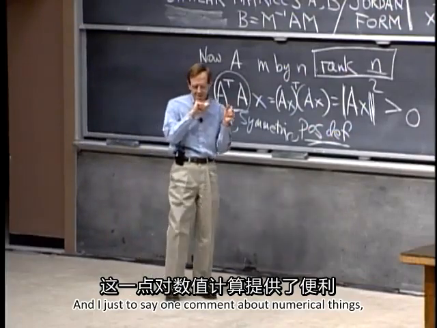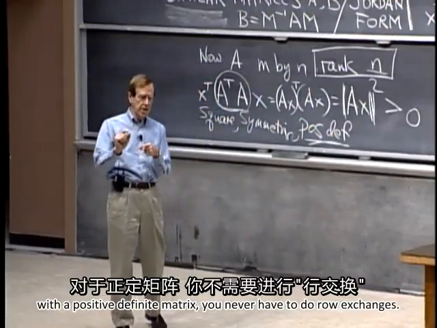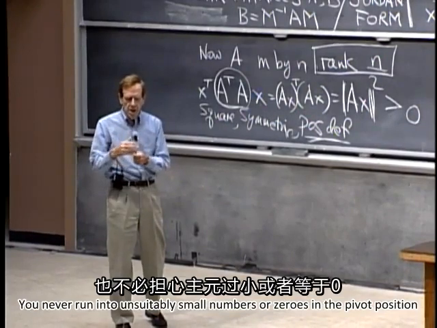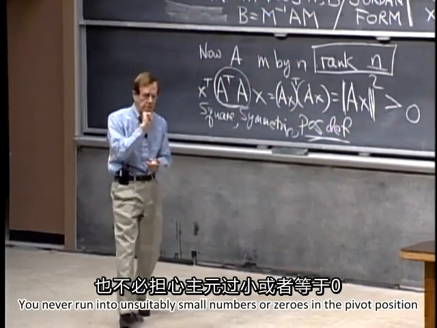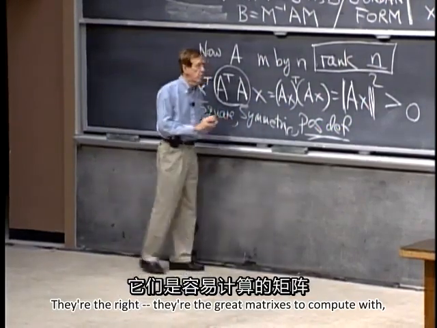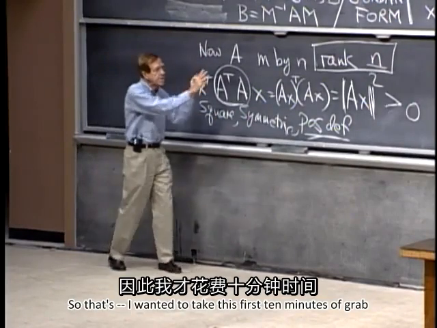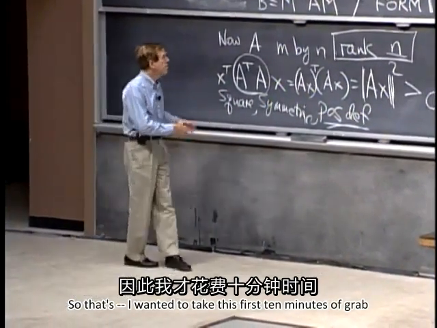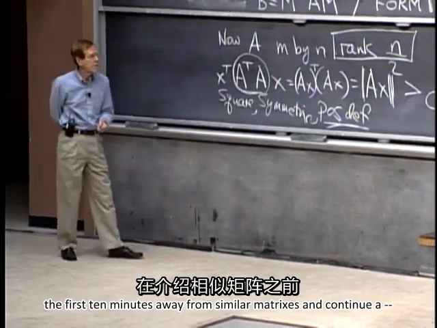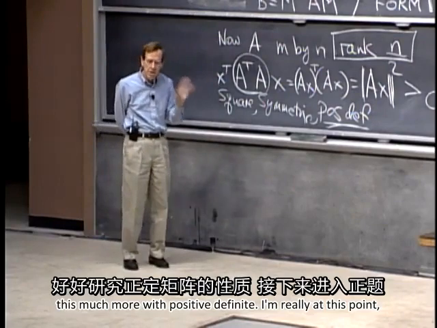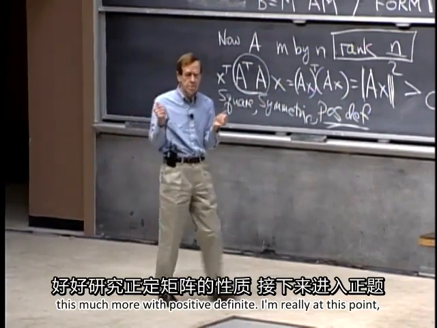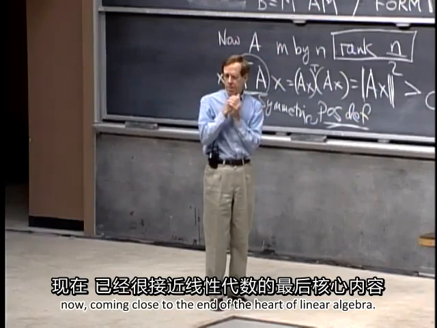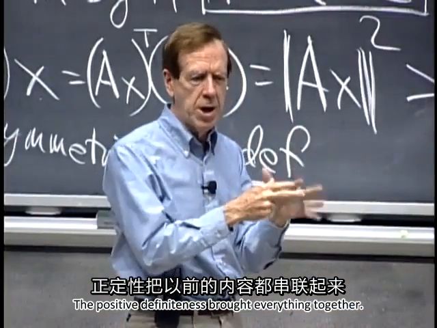And I just want to say one comment about numerical things. With a positive definite matrix, you never have to do row exchanges. You never run into unsuitably small numbers or zeros in the pivot position. They're the great matrices to compute with, and they're the great matrices to study. So I wanted to grab the first 10 minutes away from similar matrices and continue this much more with positive definite. I'm really at this point now coming close to the end of the heart of linear algebra. Positive definiteness brought everything together.